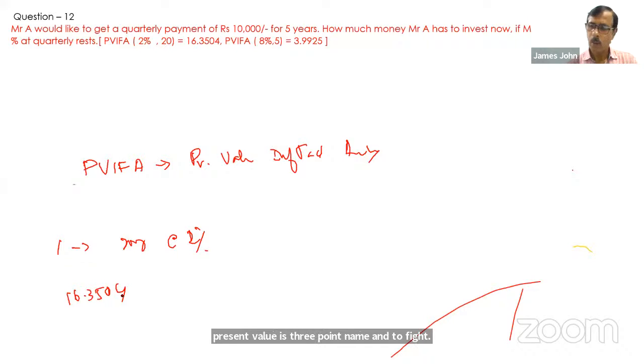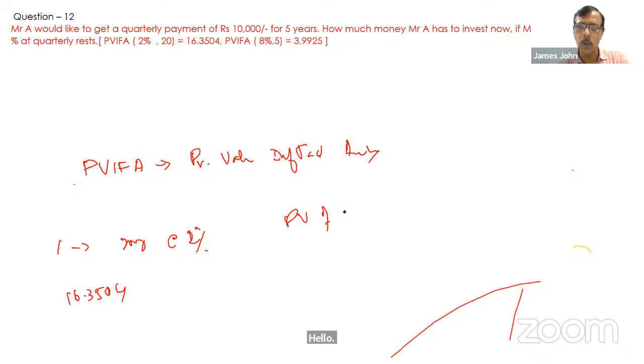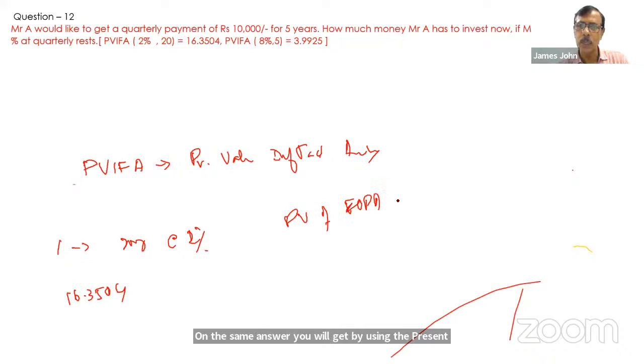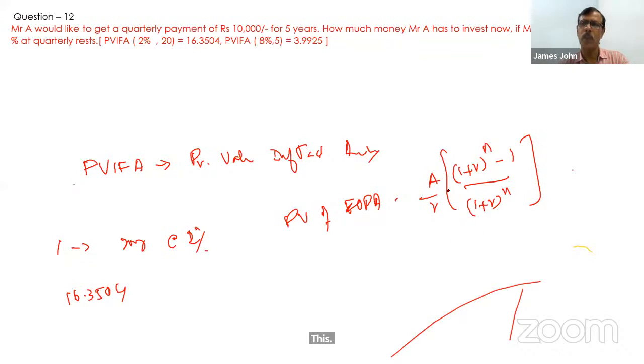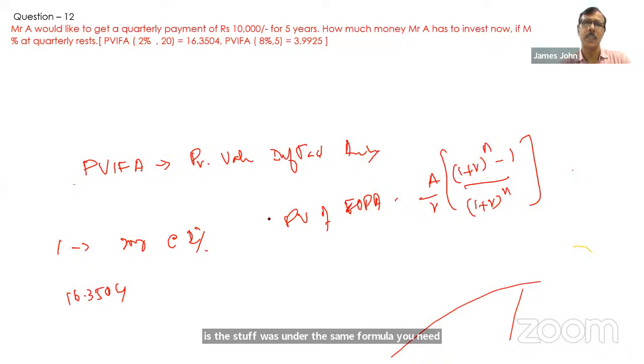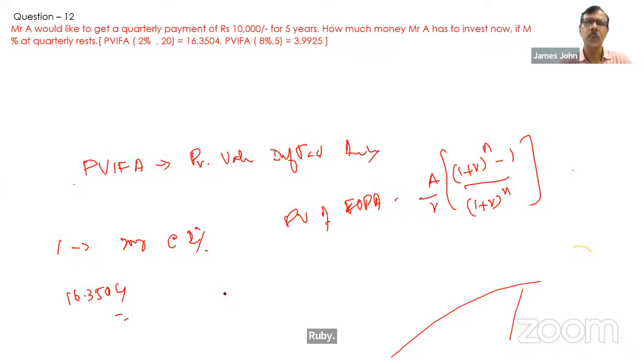Follow? The same answer you will get by using the present value of an ordinary annuity formula. What is the formula? A by R into 1 minus 1 divided by 1 plus R raised to n. Yes, this is the present value. You need not apply the formula, the answer is given. Now, the person wanted 10,000. This factor is for 1 rupee. So if you want 10,000, you have to multiply with 10,000, that's all.